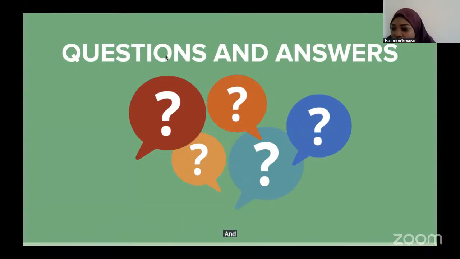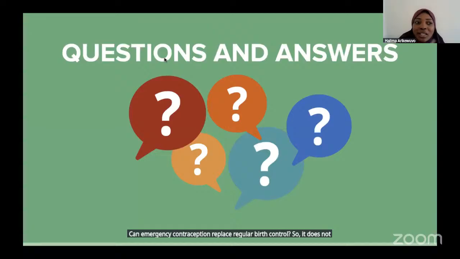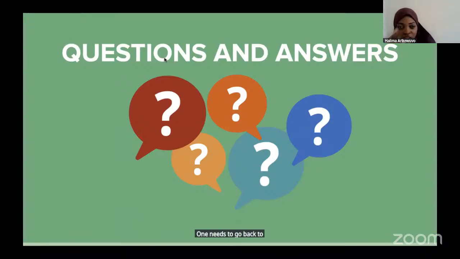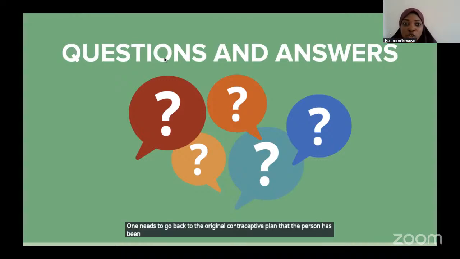And I think the other part of the question is, can emergency contraception replace regular birth control? So it does not replace regular birth control. It's just a contingency plan put in place to prevent pregnancy at that point in time. Once that emergency contraception is taken, because there are different forms, it could be in form of pills, it could be in form of IUCD, that's the implant, one needs to go back to the original contraceptive plan that the person has been taking. So this is just to prevent pregnancy at that point in time.